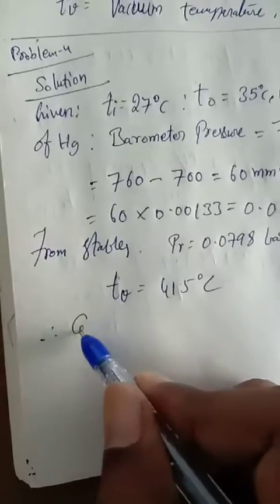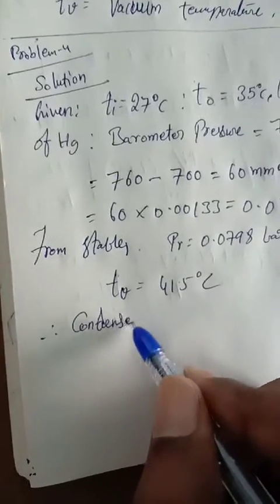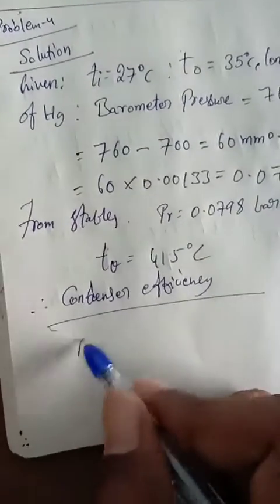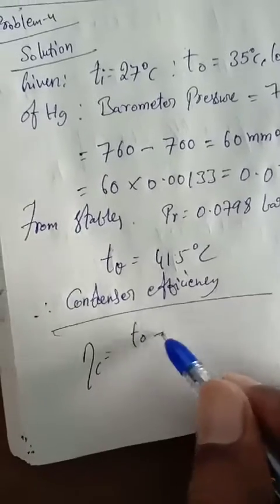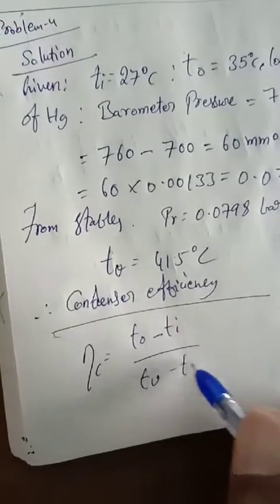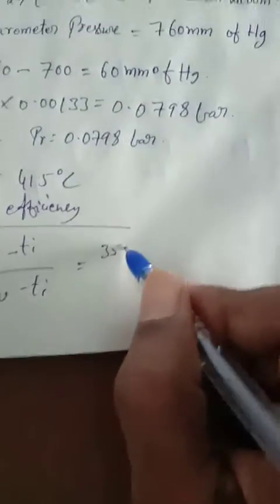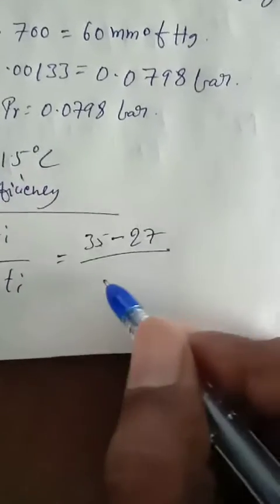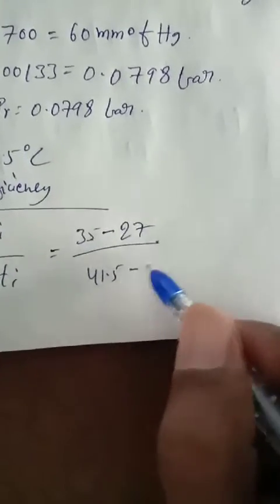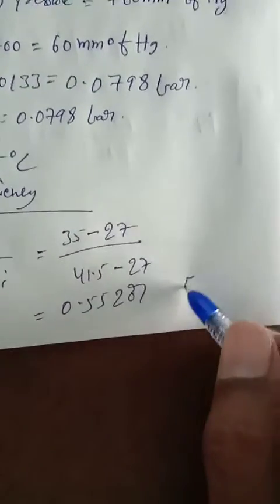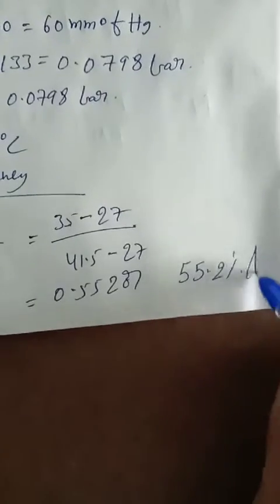So therefore condenser efficiency is equal to (T0 - Ti) divided by (Tv - Ti), that is equal to (35 - 27) divided by (41.5 - 27). So calculating this, we get the answer 55.2 percent. Okay, so this is the solution part for this, and now we are going to see another one.